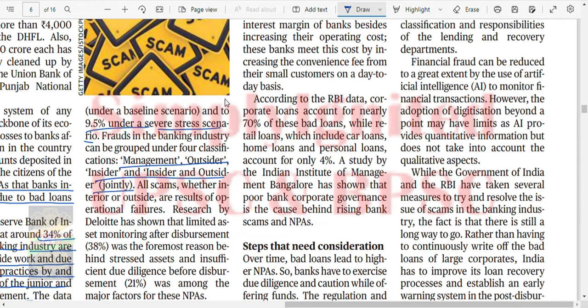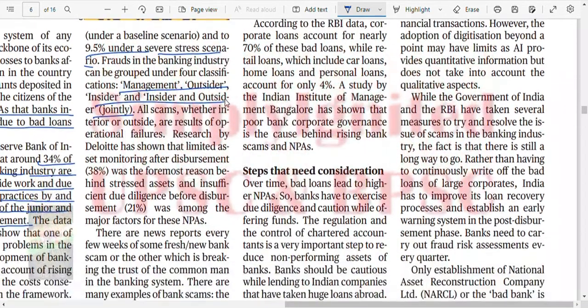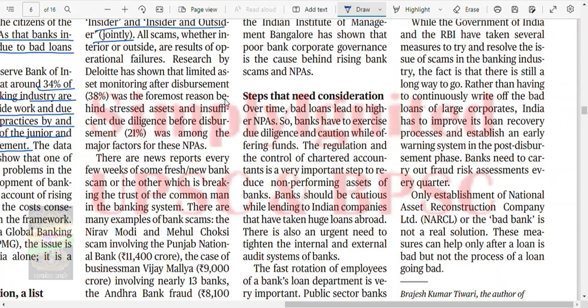All scams, whether internal or external, are the result of operational failures. Research by Deloitte has shown that limited asset monitoring after disbursement was the foremost reason behind stressed assets, and insufficient due diligence before disbursement was among the major factors of NPA. So these were the things.